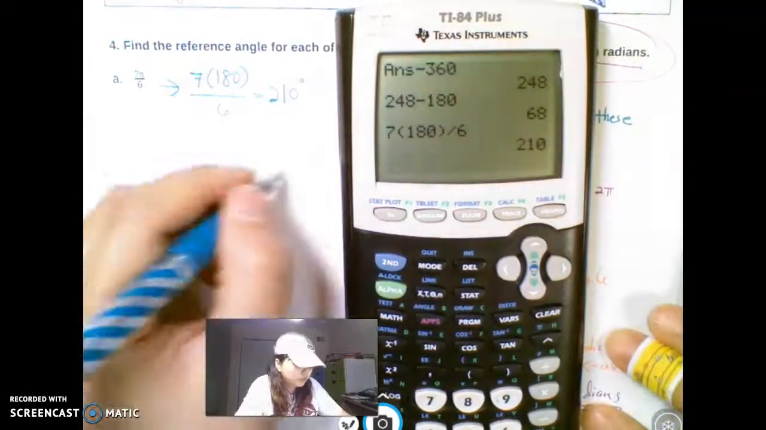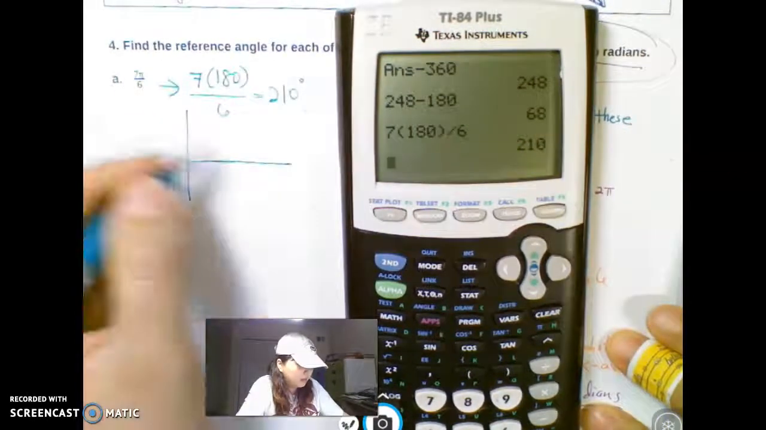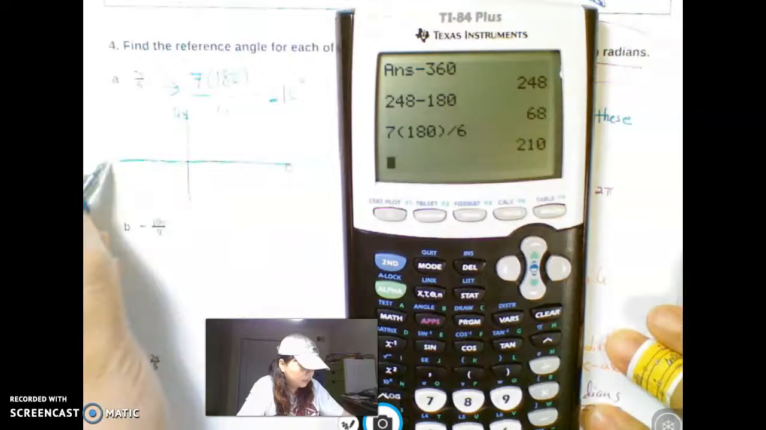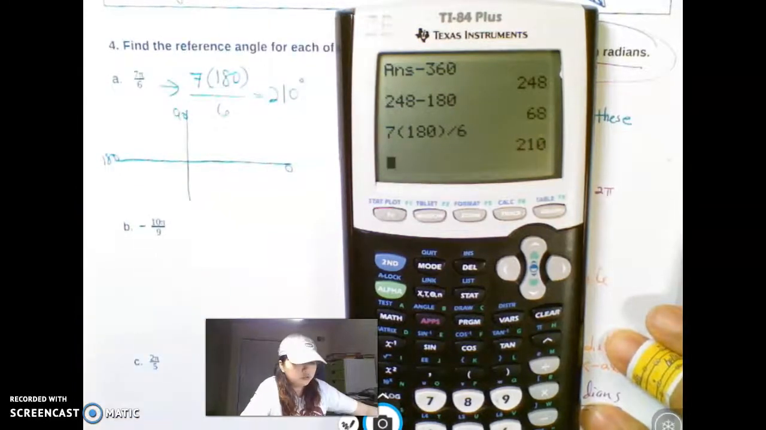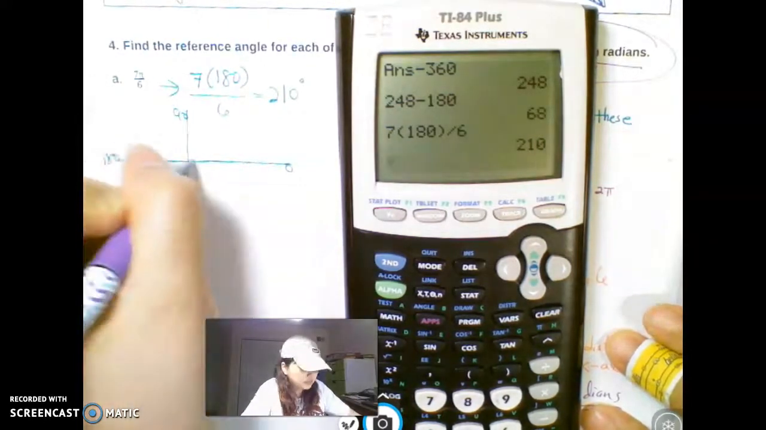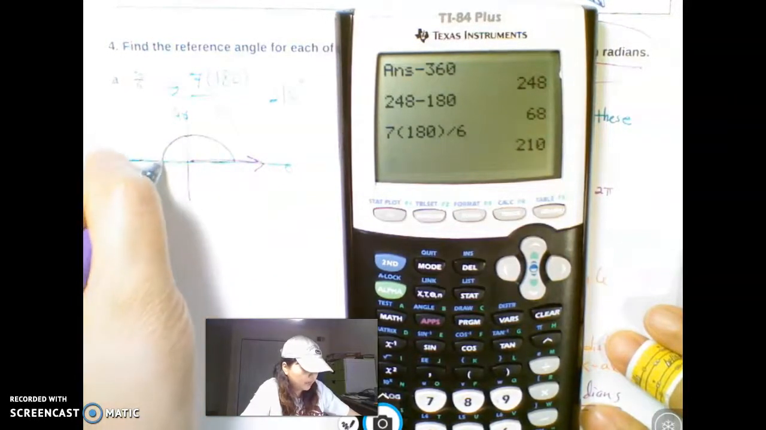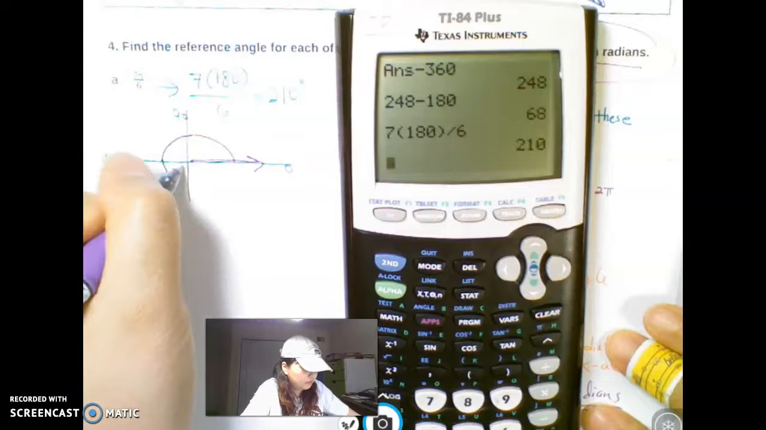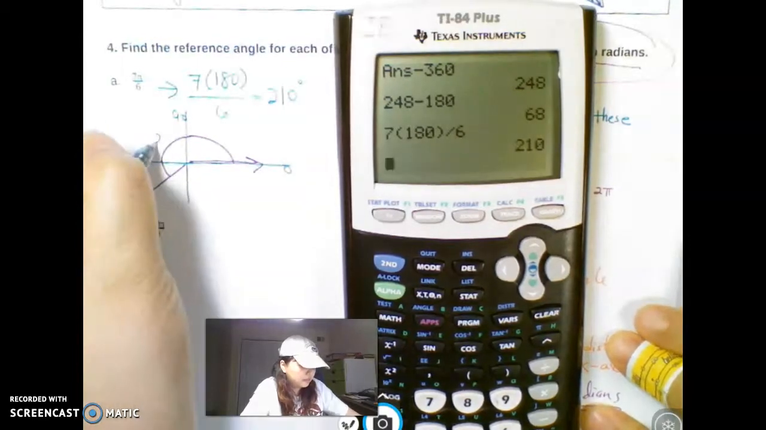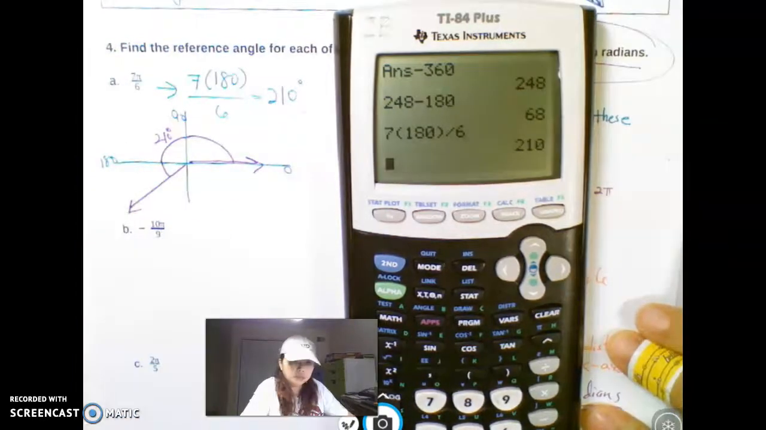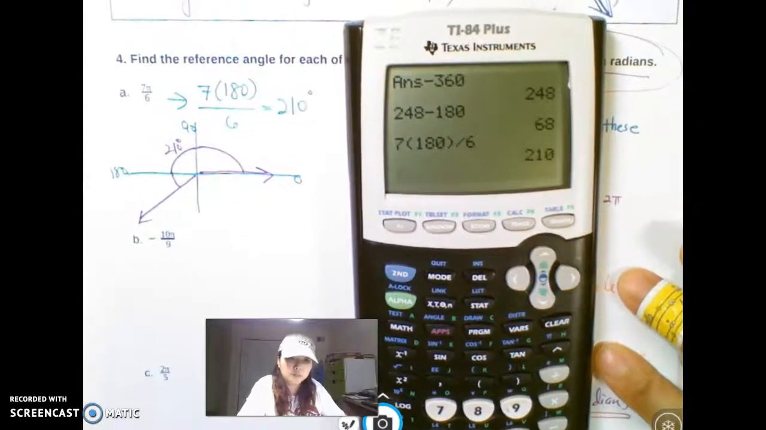So we have to draw this out. We have 0, 90, 180, 210. Start from here, right? 90, 180. Oh, we need to go a little more. 210 degrees. That's that purple. We get this far, right?